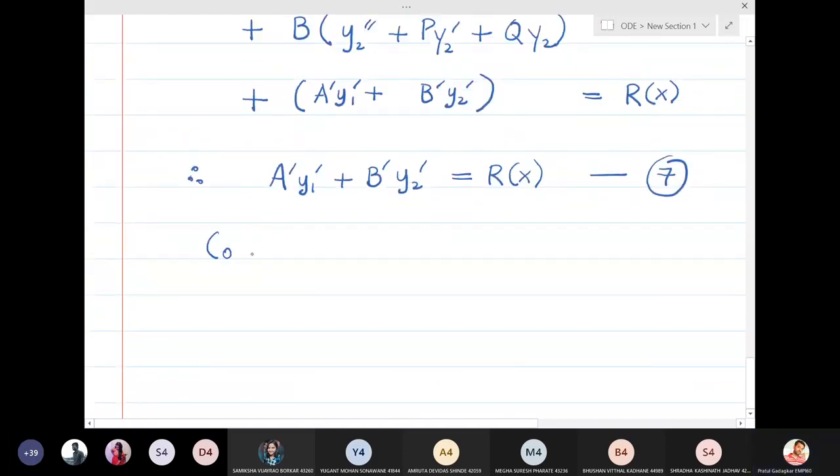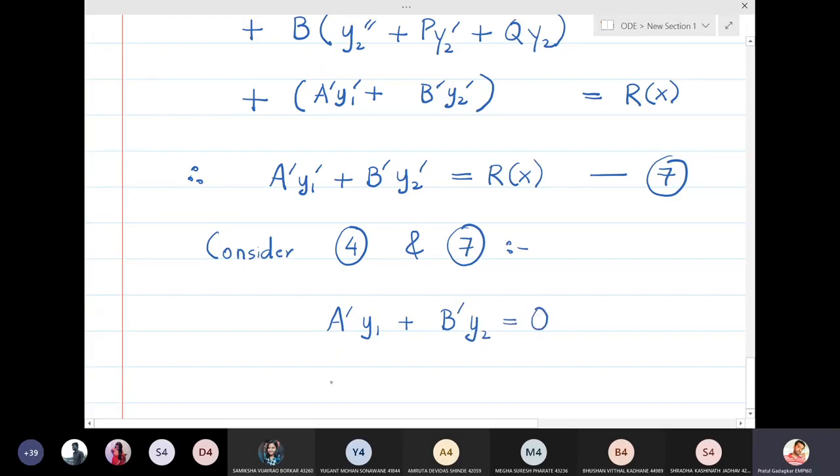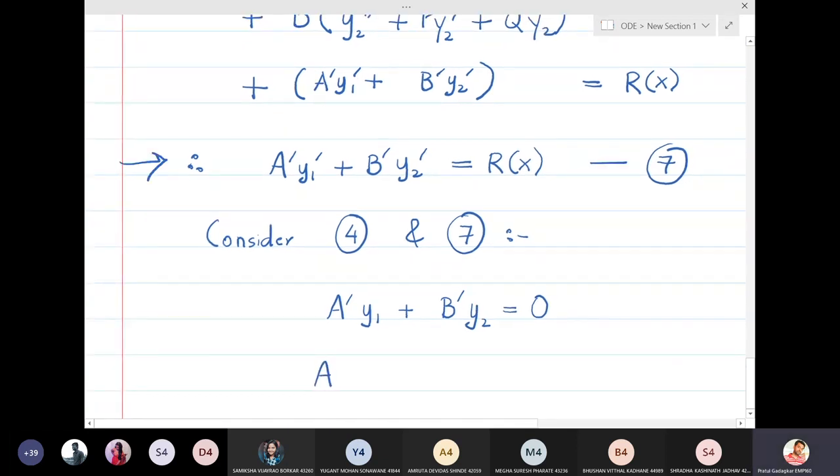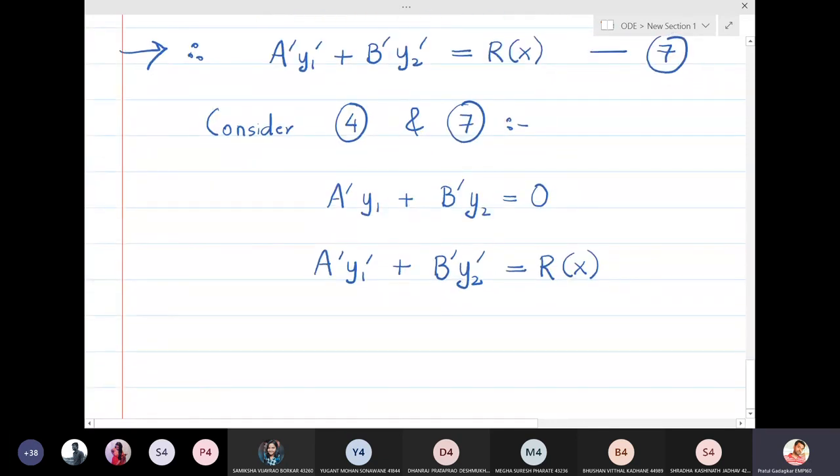Consider equation 4 and 7. I'm writing them one below the other. What is the fourth equation? a dash y1 plus b dash y2 is equal to 0. And the other equation, the seventh, is a dash y1 dash plus b dash y2 dash is equal to r of x. And this looks like a system of equations which can be solved simultaneously.